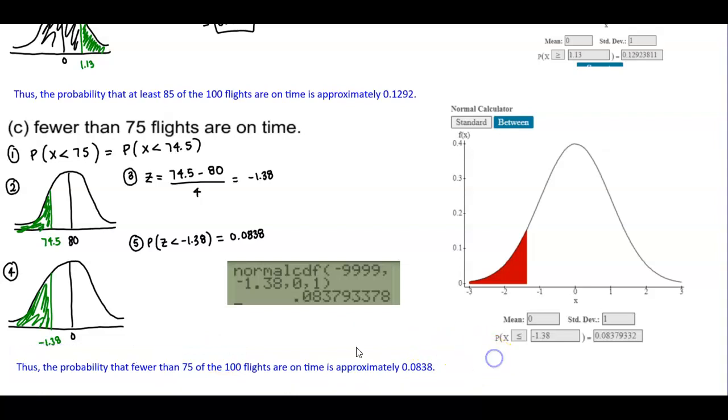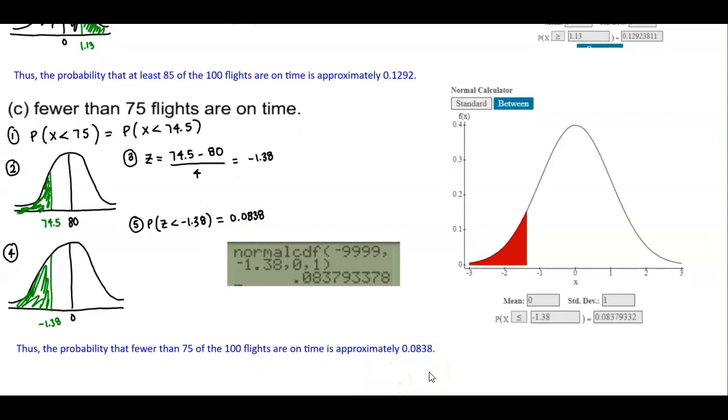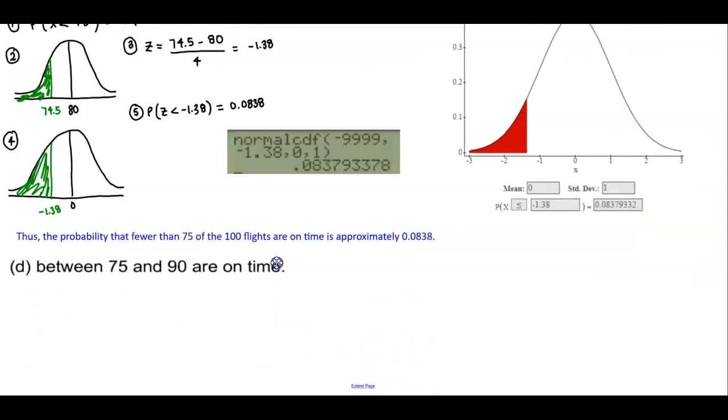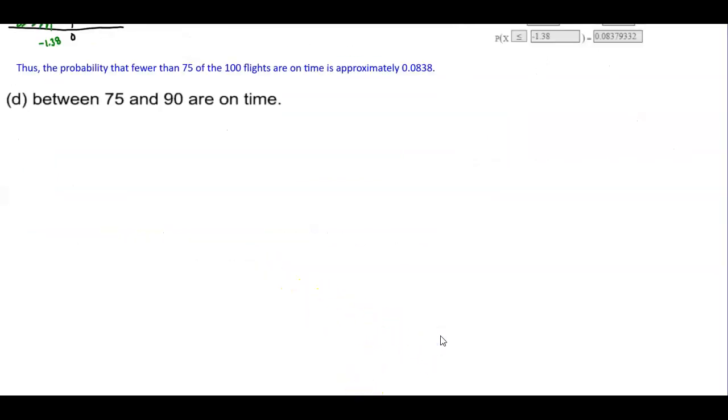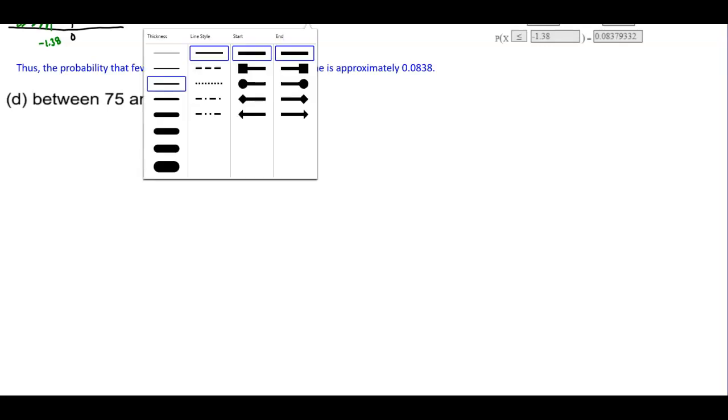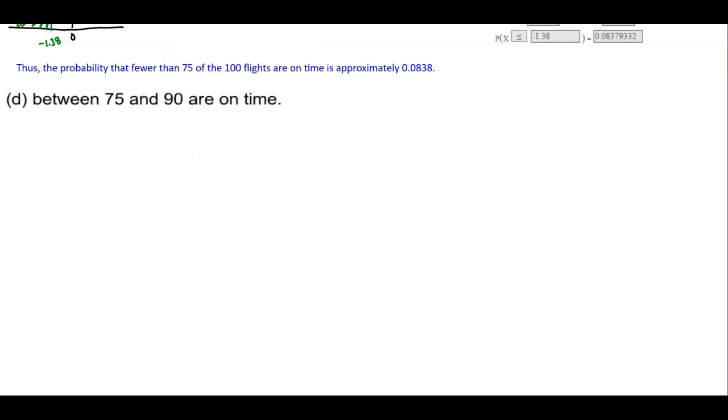So therefore, we can say that the probability that fewer than 75 of the 100 flights are on time is approximately 0.038. Okay, next we want to find between 75 and 90 that are on time.